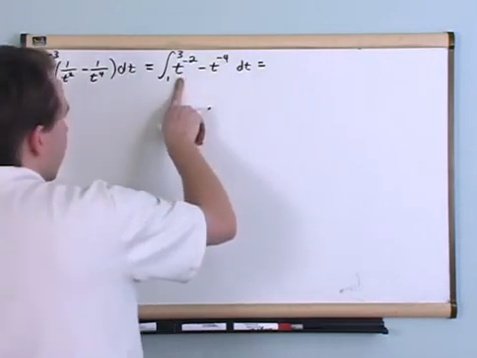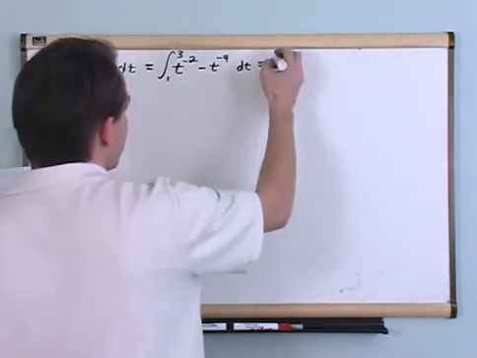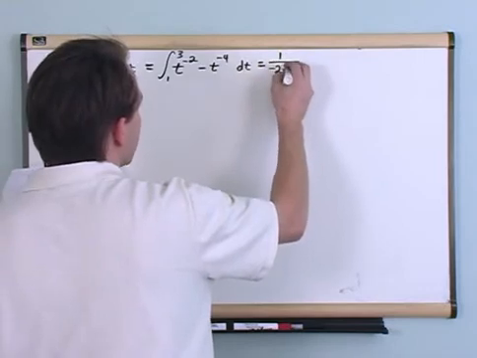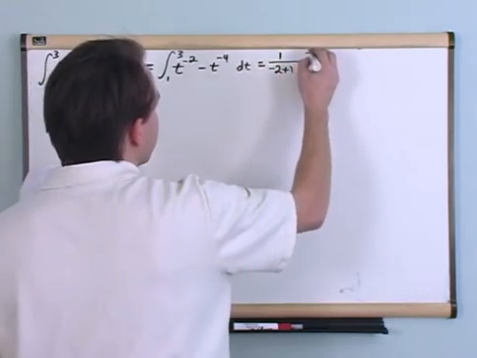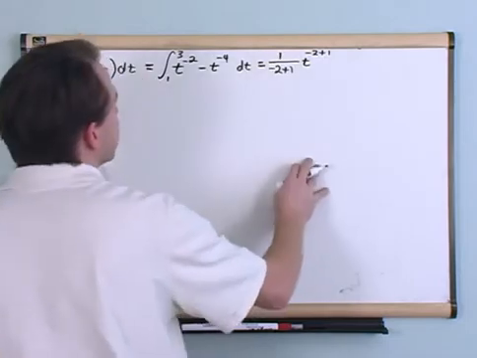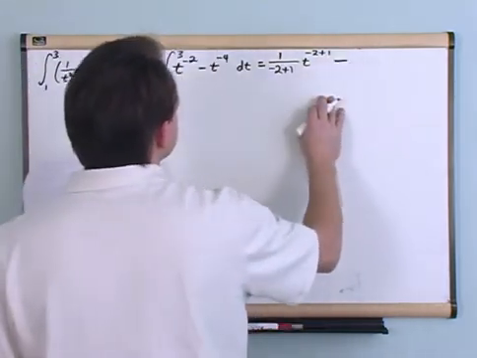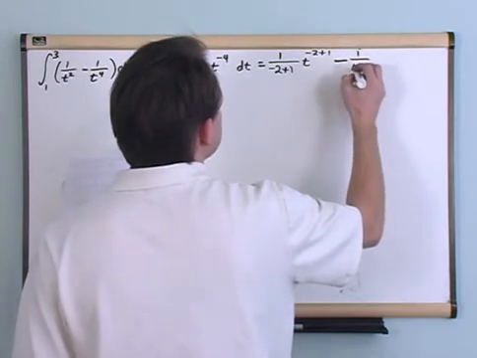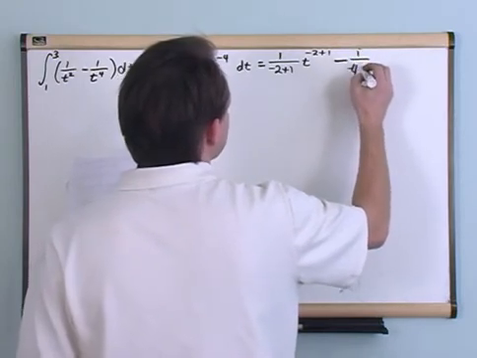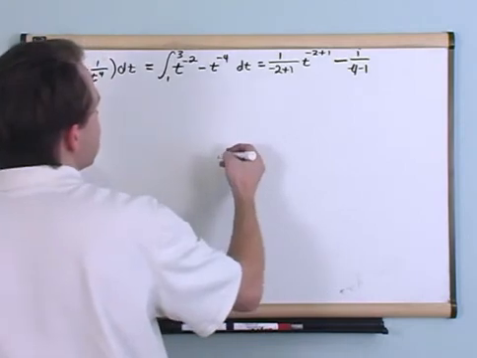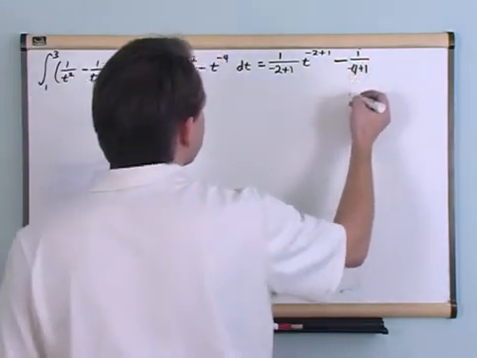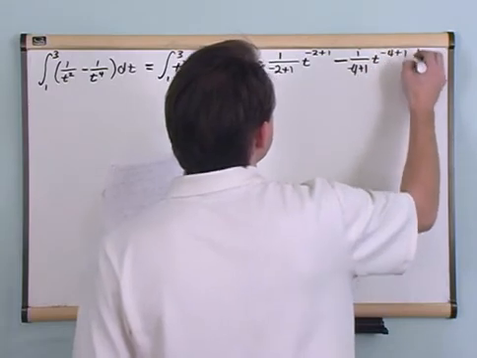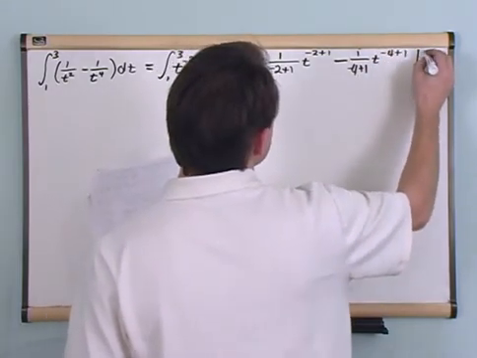Now, in order to apply the rule, I do it the same way as I did before. No big deal. 1 over minus 2 plus 1 times t to the minus 2 plus 1, minus the second term, which is 1 over negative 4 plus 1 times t to the negative 4 plus 1. I'm sorry, negative 4 plus 1 is what we're doing when we integrate. And this whole thing has to be evaluated from 1 to 3.